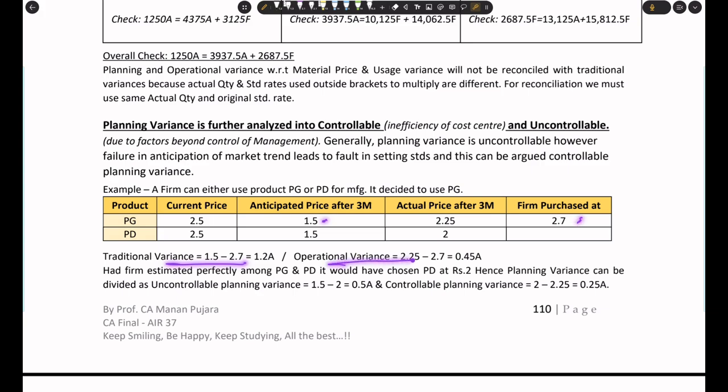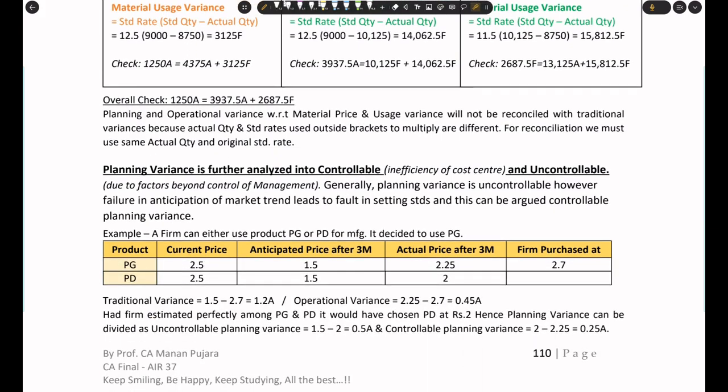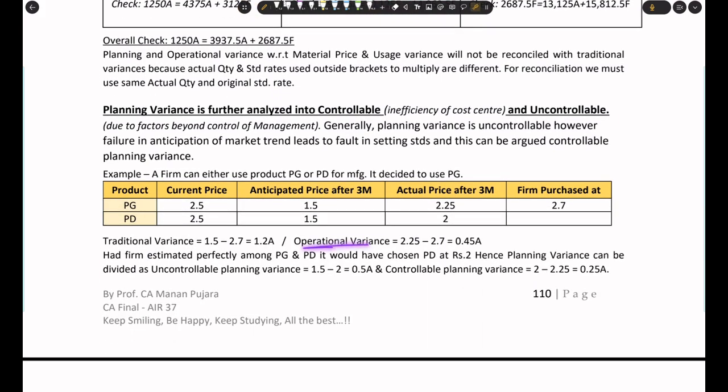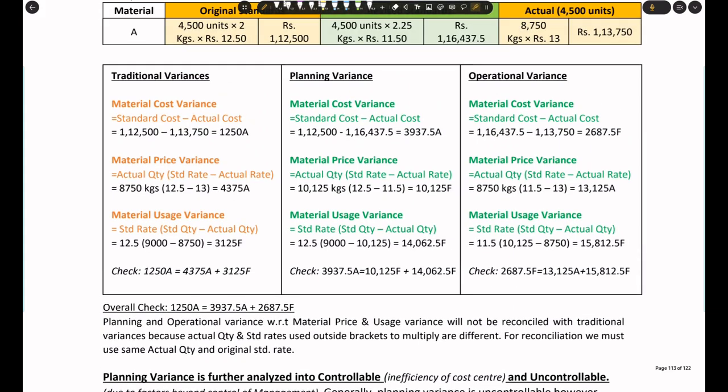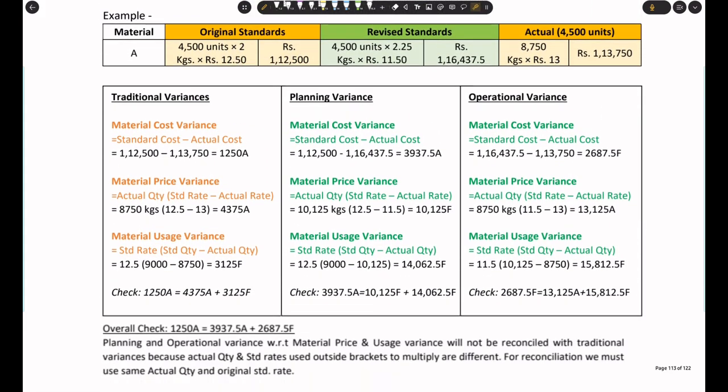Okay, and operational variance is the revised, that is 2.25, minus the actual 2.7, which we already saw in the above table on how to calculate the operational variance. For operational variance you have to take the actual figures and the revised figures. And for the planning variance you have to take the revised figures as well as the original figures.